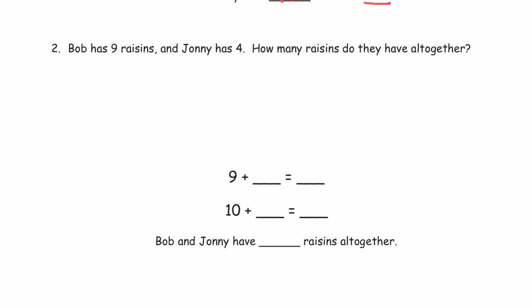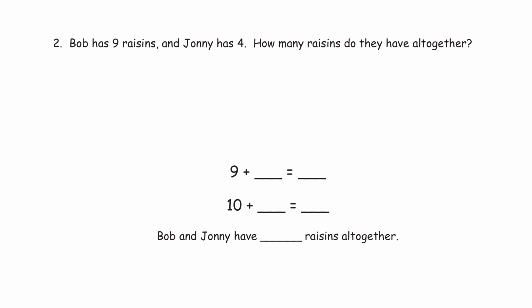On number 2, it reads, Bob has 9 raisins and Johnny has 4 raisins. How many raisins do they have all together? That's another clue word, all together. That's going to mean addition also. All together. That means everything added up.